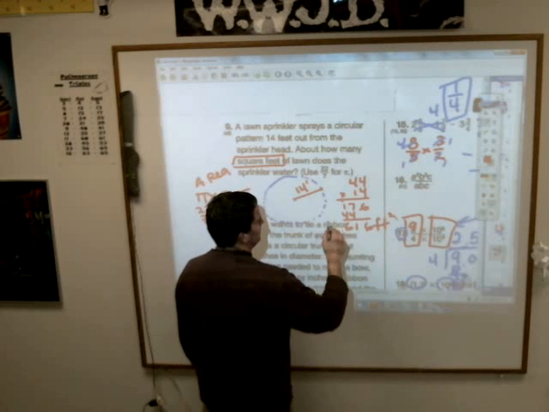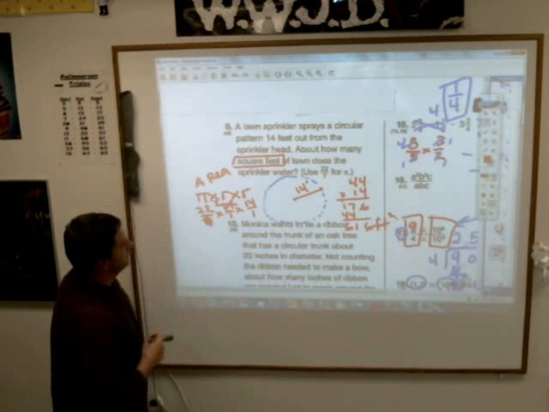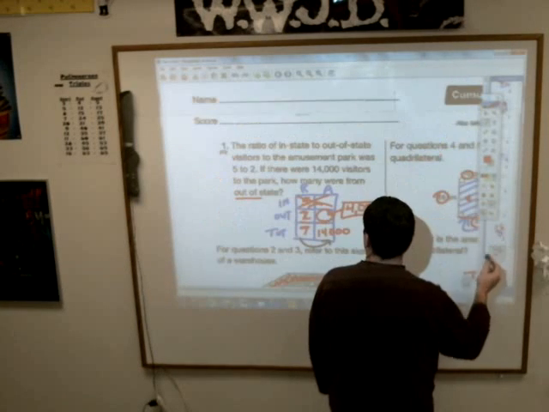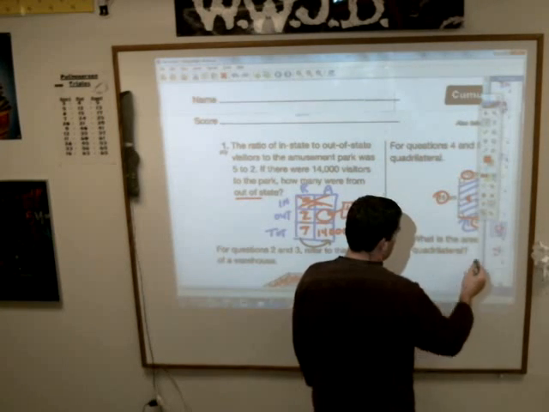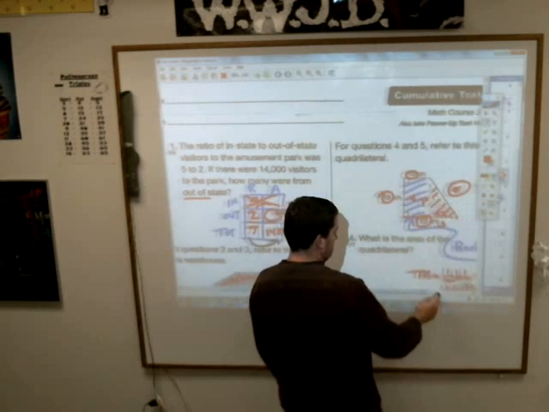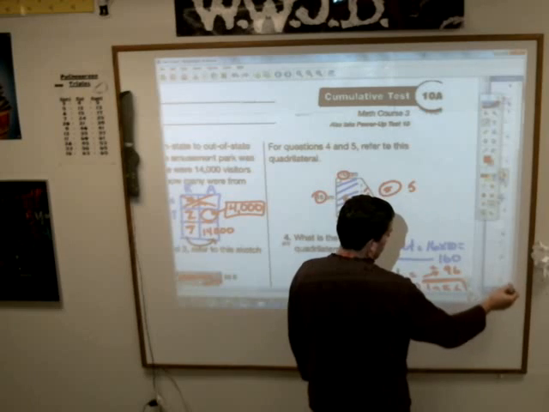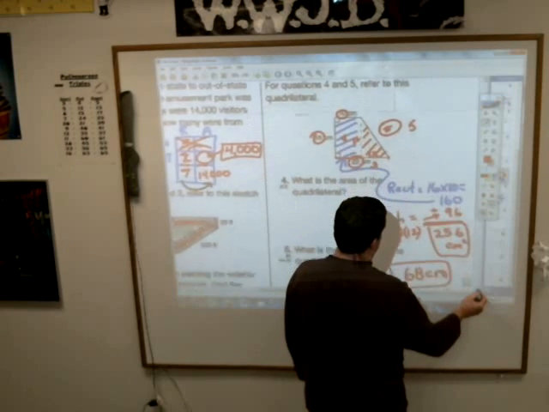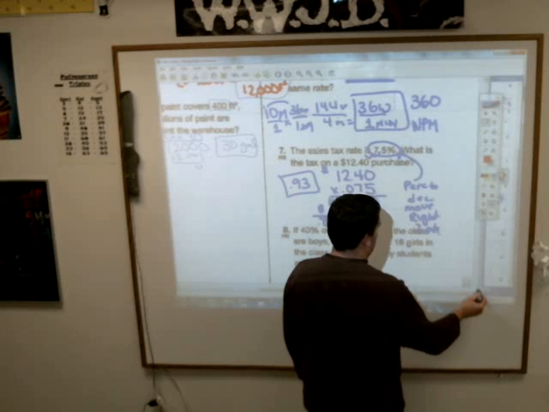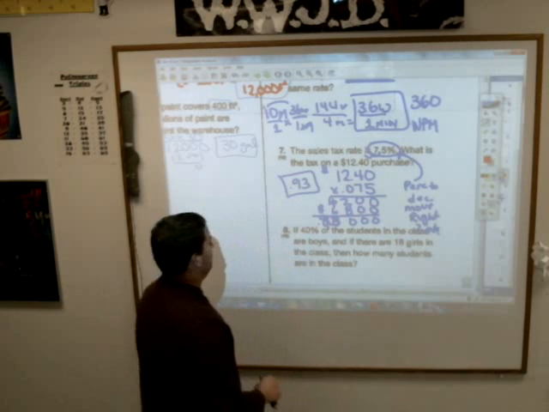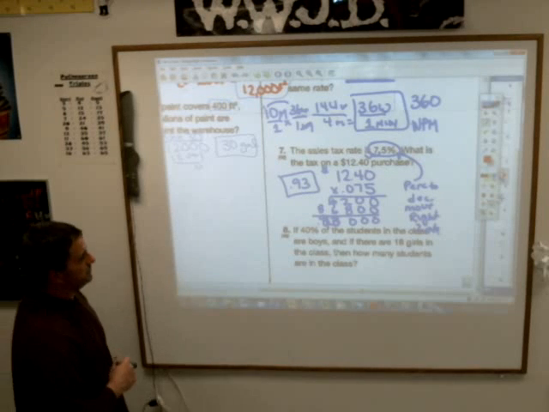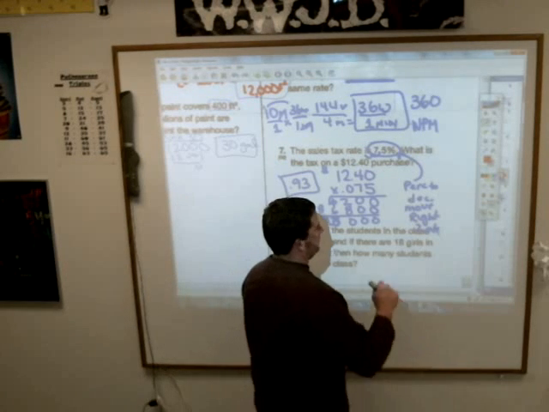Check. I remember 8. I don't get how it equals 30 instead of 32. Did I already do it already? No, I don't think so. Number 8 down here. 40% of the students in the class are boys, and there are 18 girls in the class, and how many students are in the class? You don't get how it's 30 or 32.